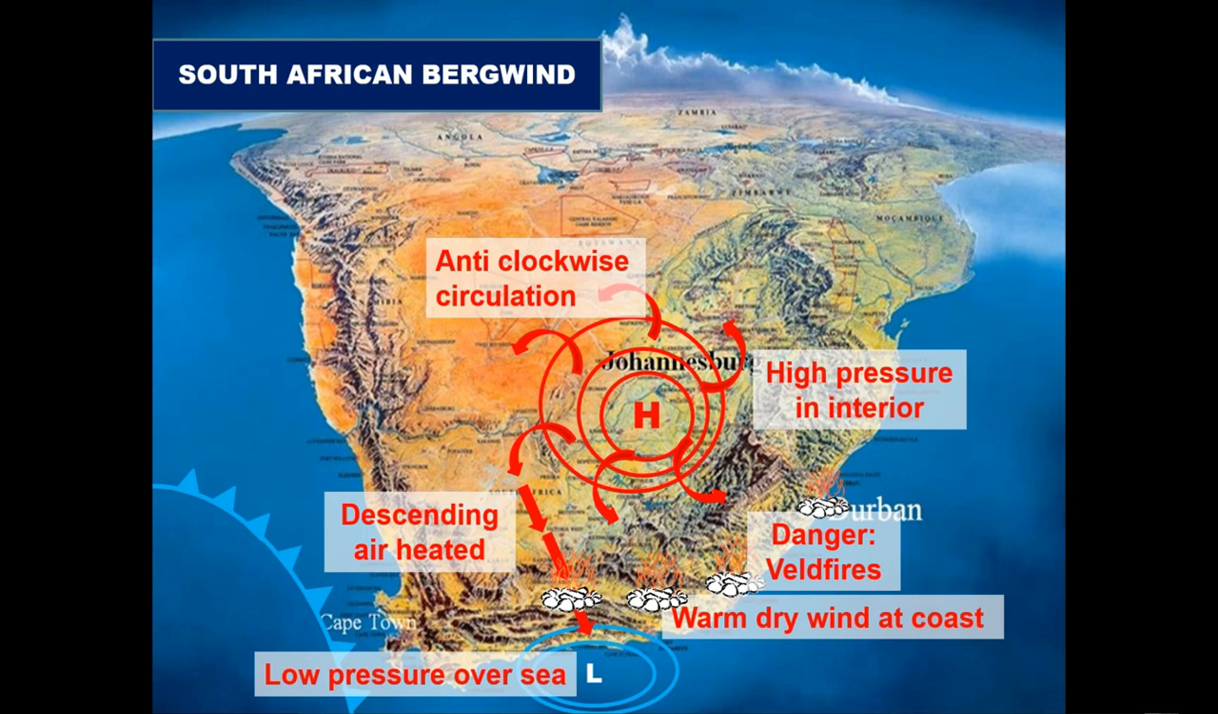How many sheep were burned, and cattle, and infrastructure was damaged with the wind that occurred over the last couple of days. Right, so the important thing that you need to remember there with berg winds, if you can make a note, is how it is formed, okay? How it is formed. And secondly, the impact, right? The economic impact and the human impact of the berg winds, right?